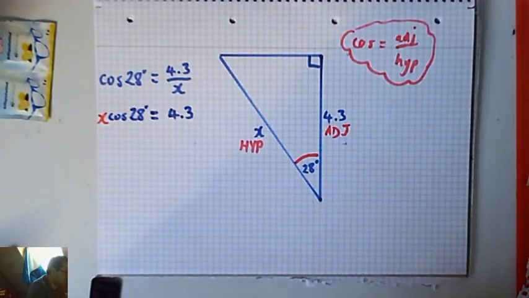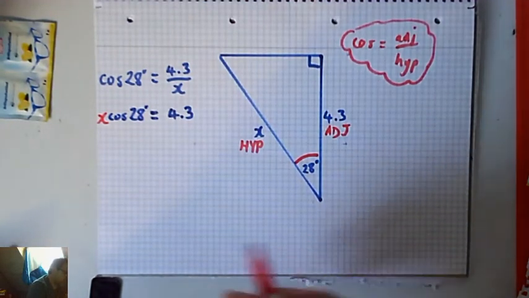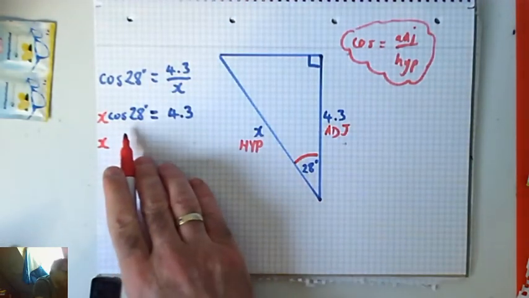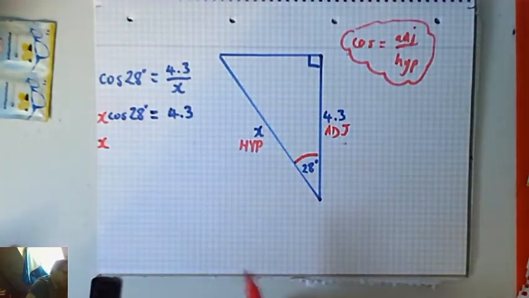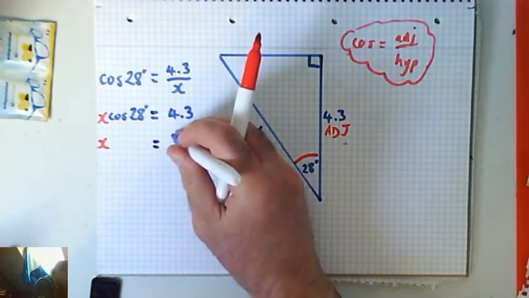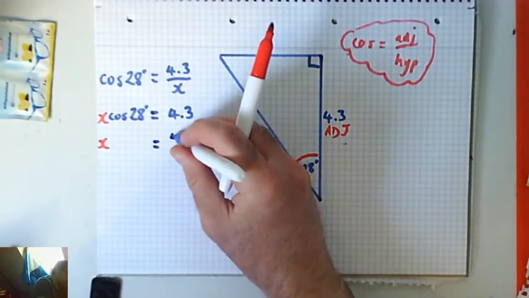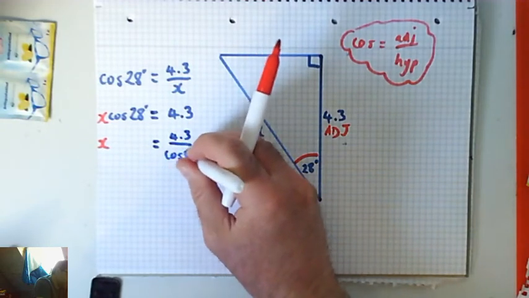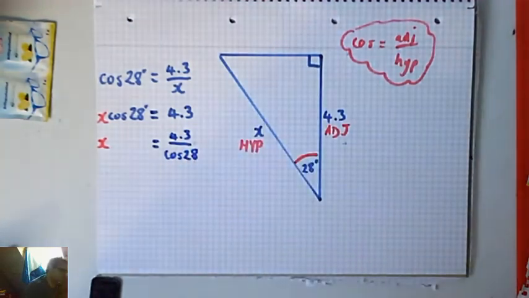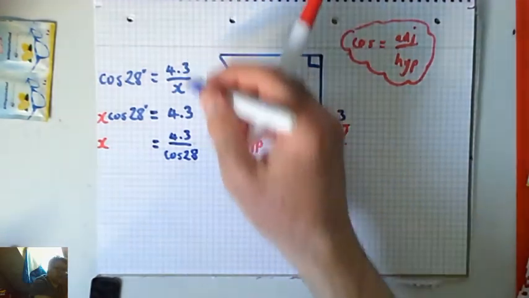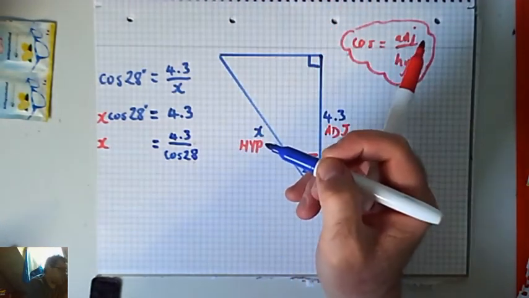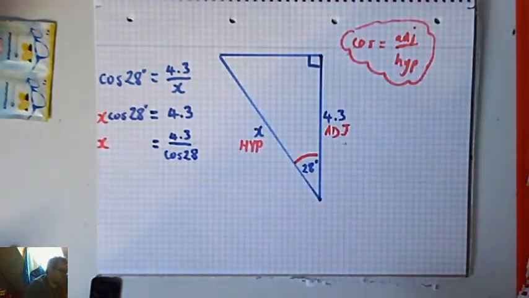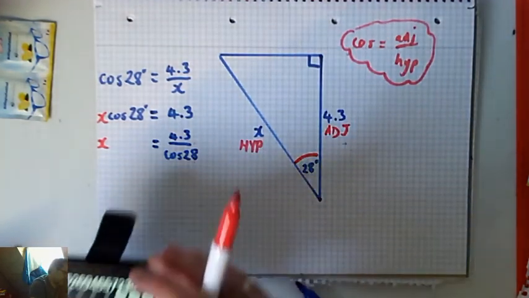I've multiplied both sides by x. I want to get the x bit on its own, so I now need to divide by the cos 28. So x equals the 4.3 that was there before divided by cos 28. So there's 2 steps to that, unlike the previous 3 questions, and that's because the unknown thing is at the bottom of the fraction, which makes it a little bit trickier.